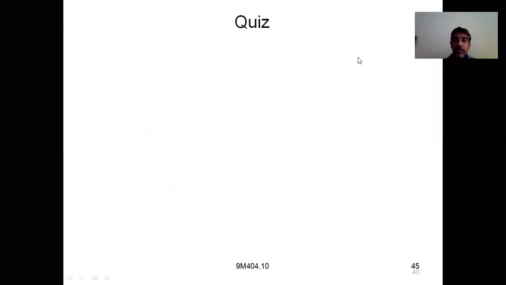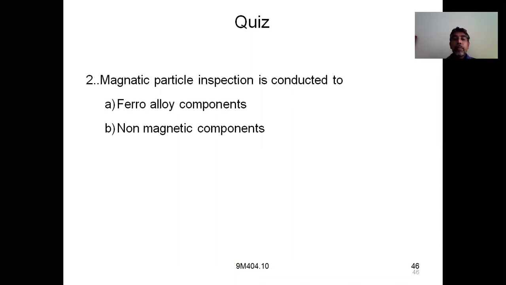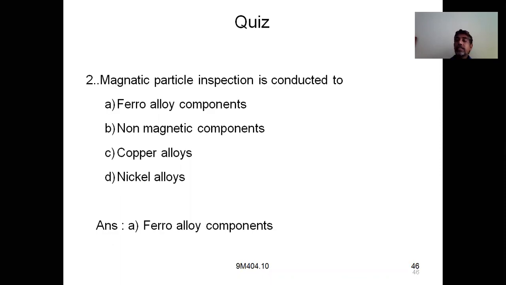Based on this, we will see a quiz. Which of the following is a non-destructive test? Tension test, destructive; penetrant test, non-destructive; Charpy Izod, destructive; hardness, destructive. So the answer is penetrant test. Next, magnetic particle inspection is conducted on which components: ferroalloy, non-magnetic components, copper alloys, or nickel alloys? The limitation of magnetic particle inspection is that the material should be ferro, that means it should have some magnetic nature, then only it can detect. So which has magnetic properties? Ferroalloys. So ferroalloys is the answer.